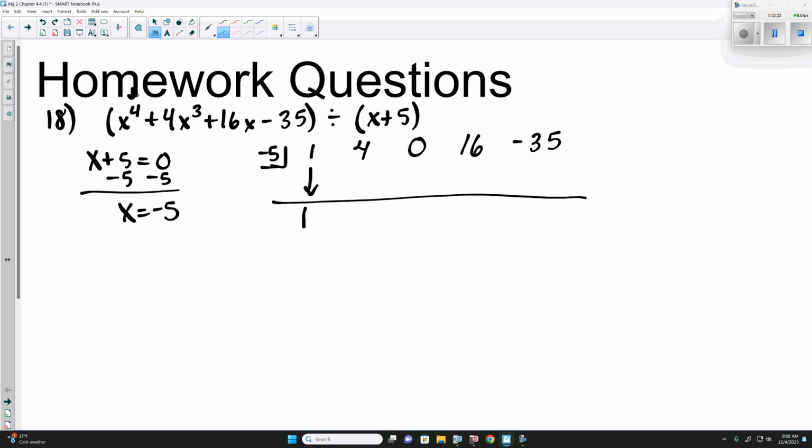So they're all there. Our first step is to multiply. -5 times 1 is -5. We add straight down. 4 plus -5 would be -1. -5 times -1 is +5. 0 plus 5 is 5. Let's focus up here. -5 times 5 is -25. 16 plus -25 is -9. -5 times -9 is +45. And -35 plus 45 gives us +10.